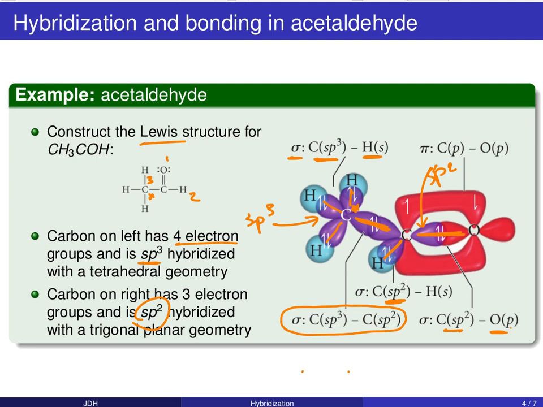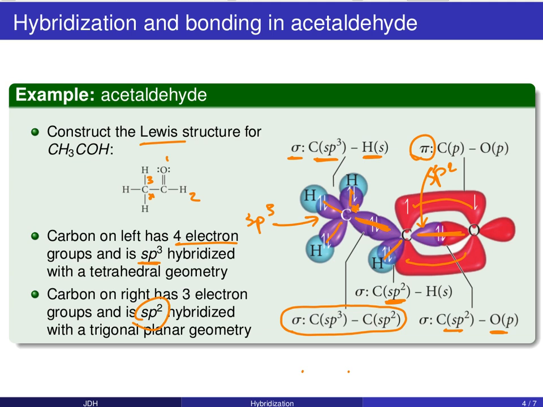That unhybridized p orbital has a single unpaired electron in it, which will then overlap with a similar unhybridized p orbital on oxygen with a single unpaired electron, giving rise to a side-to-side overlap, or a pi bond. So a pi bond then forms between the unhybridized p orbitals on carbon and oxygen.